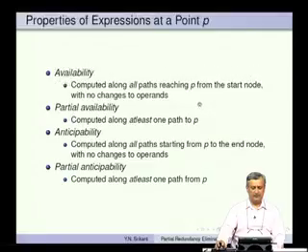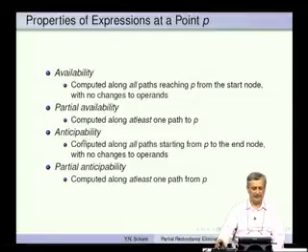So, now we were looking at properties of expressions at a point. So, availability is a well known property. So, we already have learnt about it. It says computed along all paths reaching P from the start node with no changes to operands. Partial availability says computed along at least one path. So, that is the difference, not all paths, only at least one path.